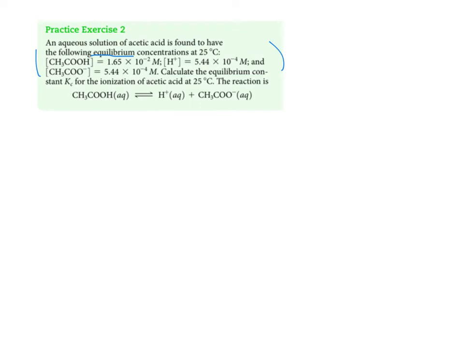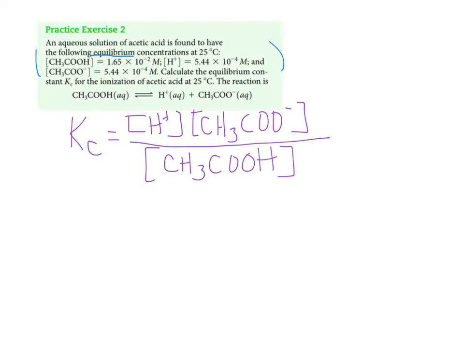So the first thing we will do is write the expression for the equilibrium constant. So I have written the expression for the equilibrium constant. We have our 2 products in the numerator, our reactant in the denominator. These are all aqueous, so they have concentrations, so we include them. Now, to find the value of this equilibrium constant, we will substitute and solve.